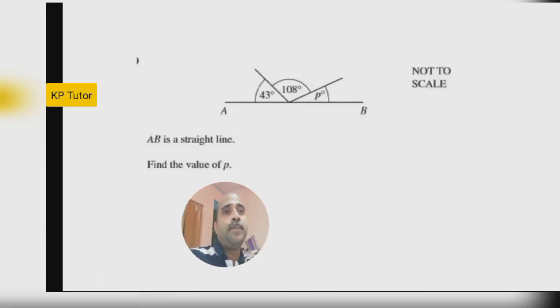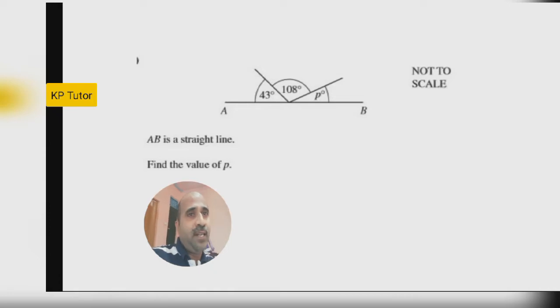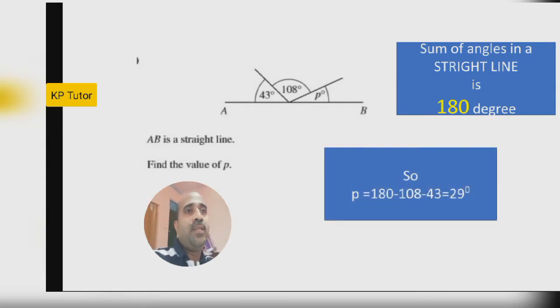So next question. AB is given as a straight line. We know that the sum of angles on a straight line is 180 degrees. So this is the very easiest question. So P is equal to 180 minus 108 minus 43. Answer is 29 degrees.